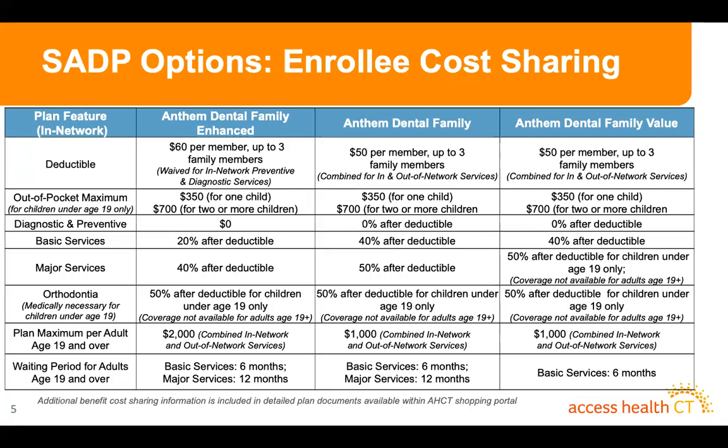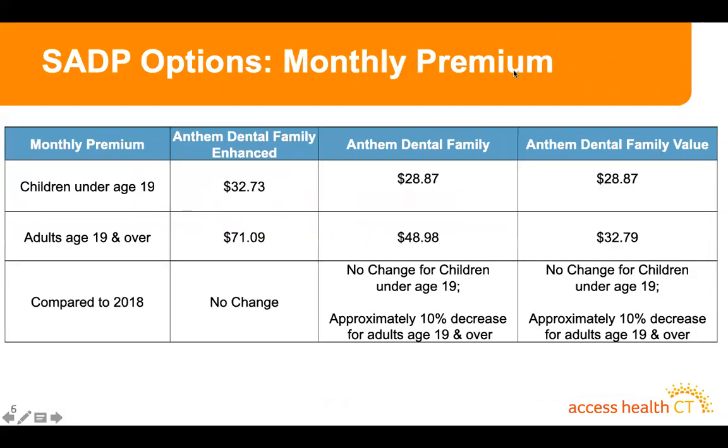The other two plans are fairly close in design to the Anthem Dental Family Enhanced Plan for children. A difference would be the deductible is a little bit less, and for the diagnostic and preventive services, the deductible must be paid before the cost sharing of 0% would be applied for that child or an adult. One other item just to speak to is that the plan maximum for the adult for the Dental Family and the Dental Family Value plans is $1,000.